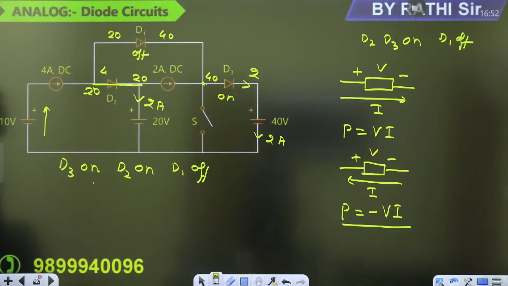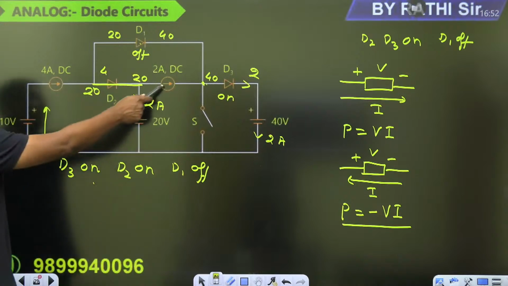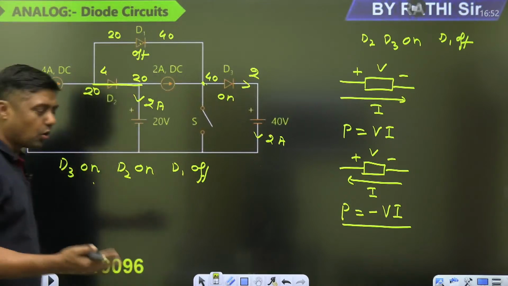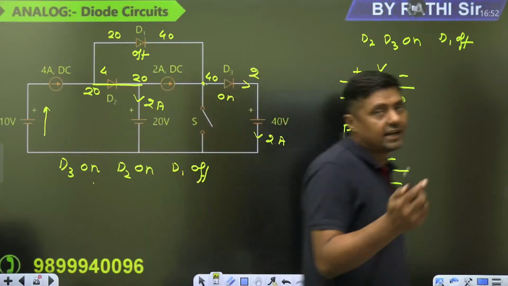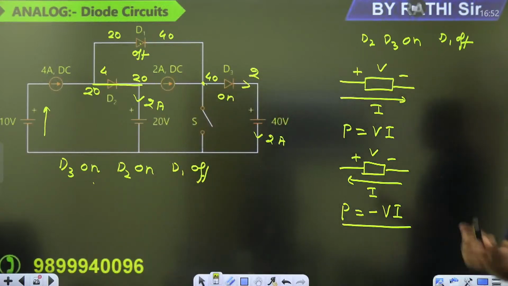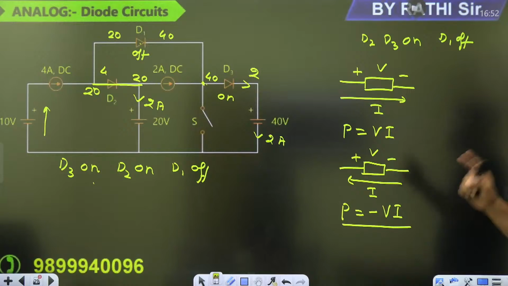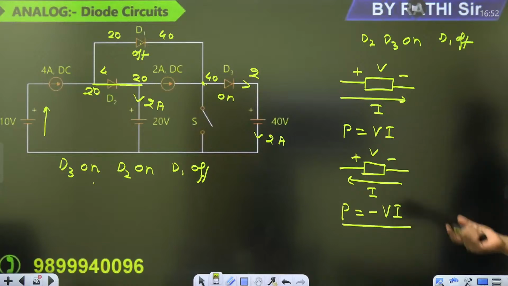Okay, so that may be the question, guys. The important question: this is the 2 ampere battery. What is the power delivered by the 2 ampere battery and so on? Network, question based on network. You have to satisfy Tellegen's theorem. Power delivered plus power absorbed, what is the total summation of the power? 0, according to Tellegen's theorem.